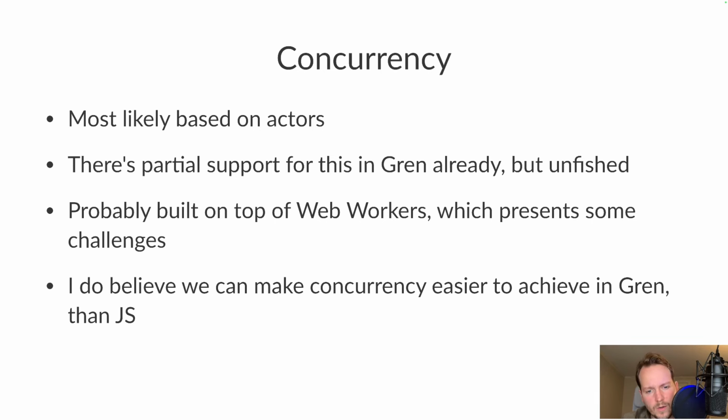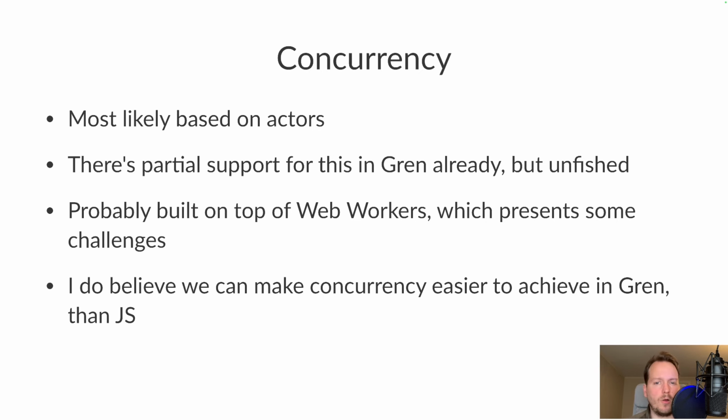What I do believe, though, is that we can make web workers easier to work with in Gren than in JavaScript. We can essentially use the compiler to fix a lot of the boilerplate inherent with web workers for you, and of course make that portable over to Node as well. So no matter if you're targeting the browser or Node, we will create a concurrency system that works the same either way. So those are the things that I'm pretty certain will make it in before 1.0.